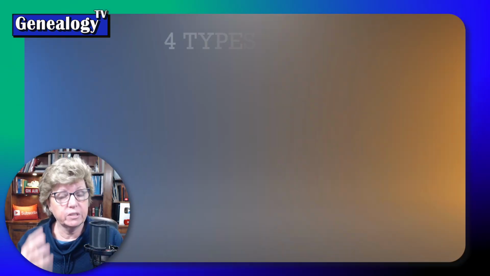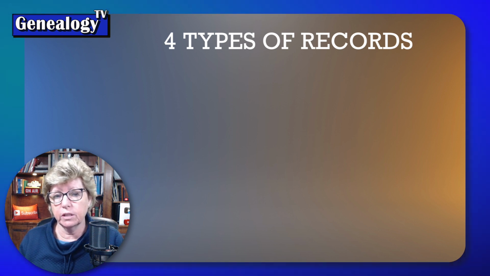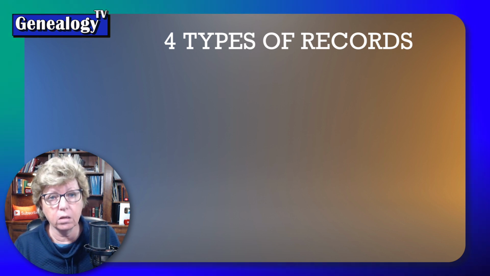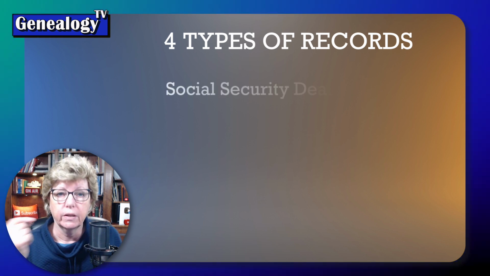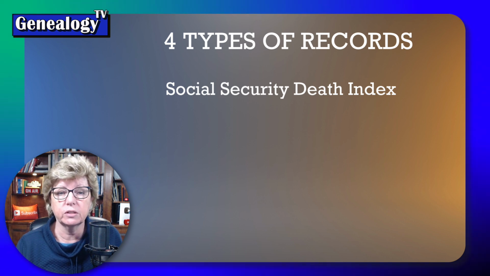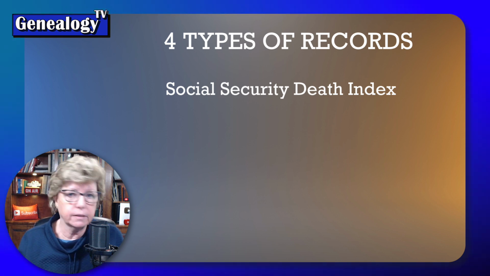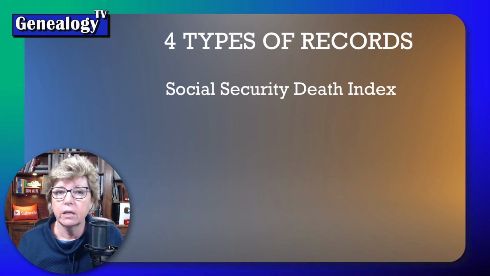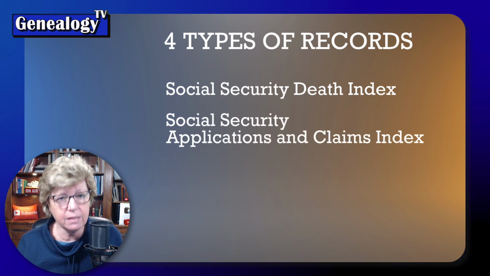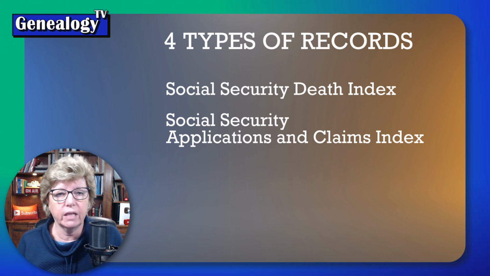Now, there are 4 types of records that you can get that are related to the Social Security records for your ancestor, and they are all publicly available. There is the Social Security Death Index, which is usually what people find first, and that is often delivered in hints on your Ancestry platform, FamilySearch and such. There's also the Social Security Applications and Claims Index. This is something that a lot of people overlook, and that can provide additional information.